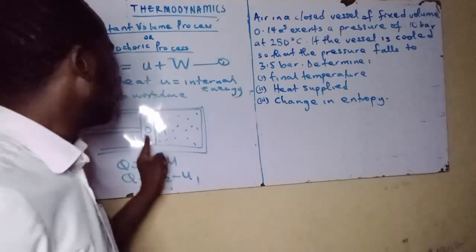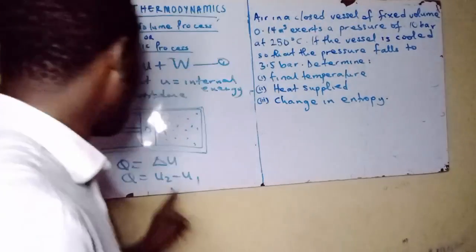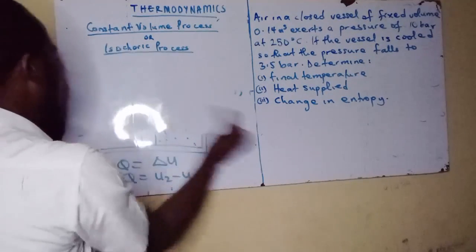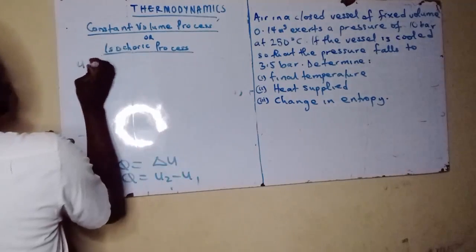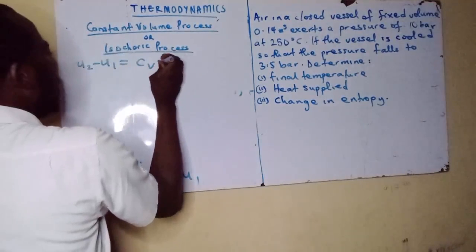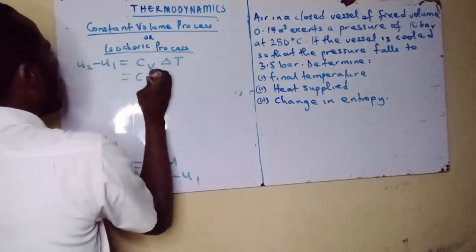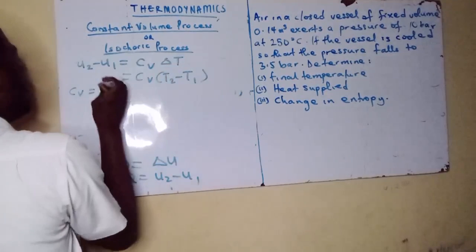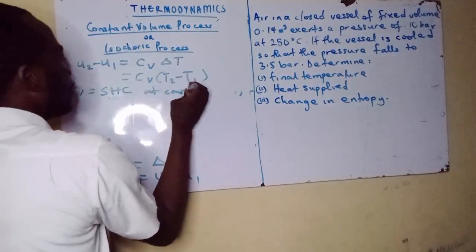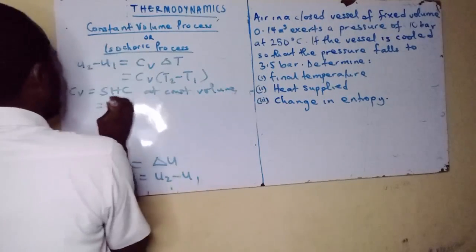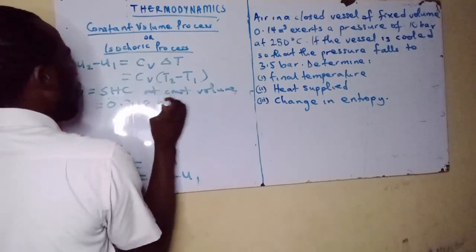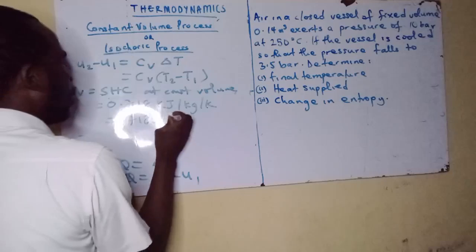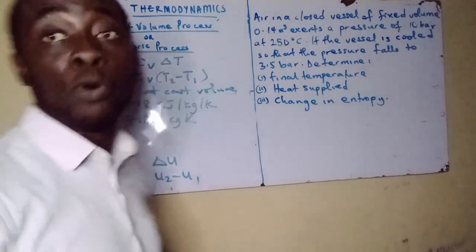That is, if the process goes from stage 1 to stage 2, it is U2 minus U1. The expression for the change in internal energy is given as U2 minus U1 equals CV delta theta, which is also CV (T2 minus T1). CV is the specific heat capacity at constant volume, and that is 0.718 kilojoule per kilogram per Kelvin. You can as well see that it is 718 joule per kilogram per Kelvin.